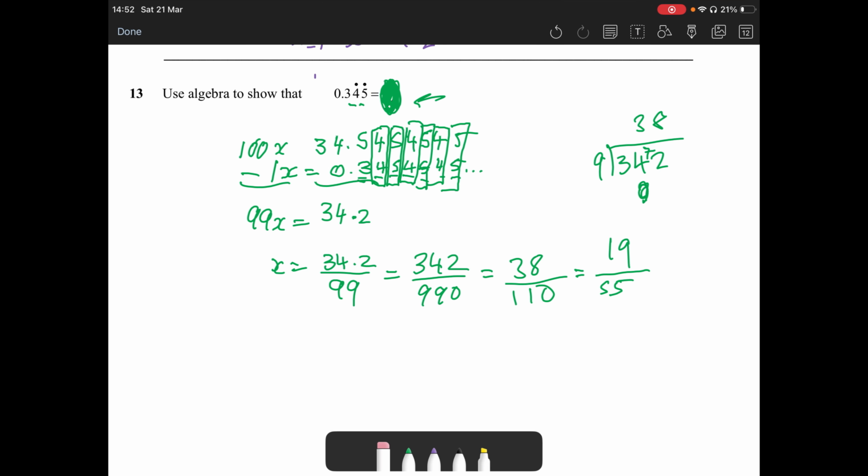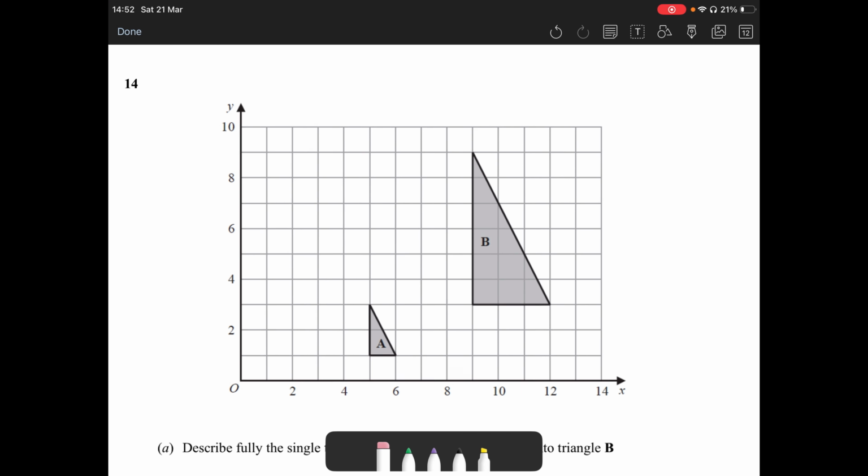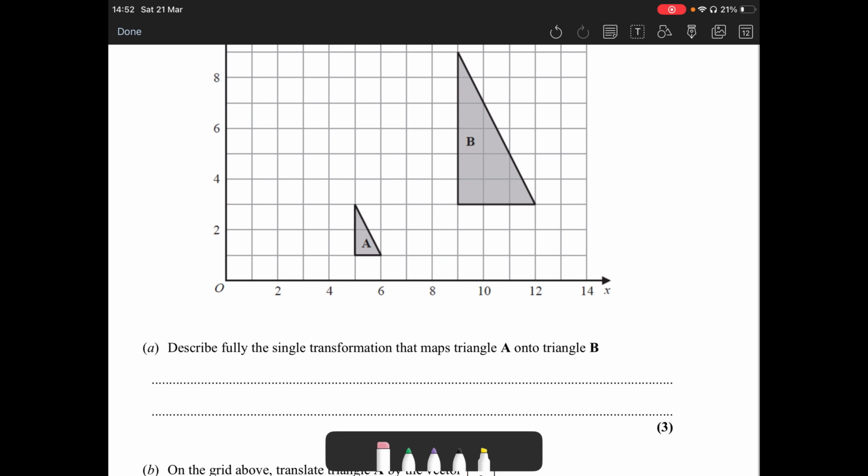Now, the moment of truth. Let me rub out that green speck at the beginning. If it's 19 over 55, I will be a happy chappy. Right, all good. It was correct. Let's go to 14. Enlargements. Okay. Sorry. Describe the single transformation.